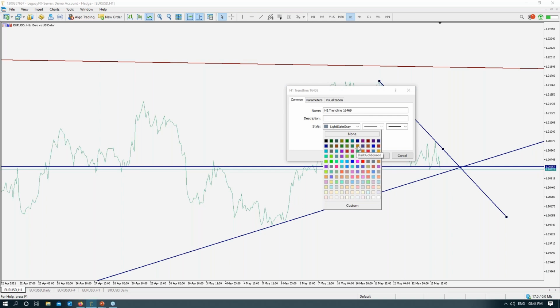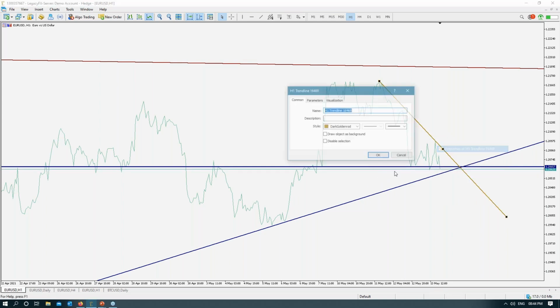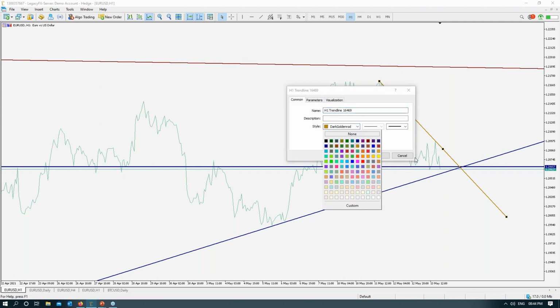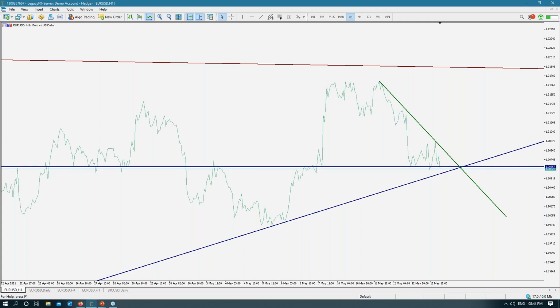Let's go with gold. Nah, looks too much like brown, right? Let's see, we have red, blue, and, well, I guess green then. There we go. So green is like an hour. So here we go. We have that.